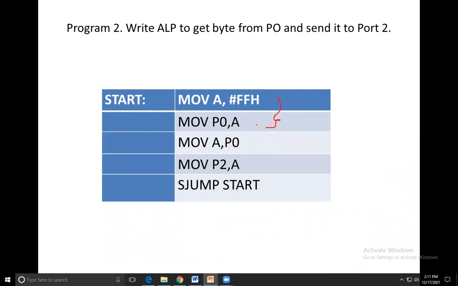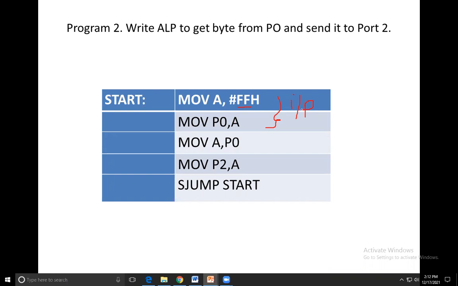When you want to take data from a port, port 0 should be an input port. For input ports, you have to write the value FFH to the port, so all the pins of the port should be 1s. So this FF is transferred to the accumulator, and this accumulator is transferred to P0. So it is called an input port. These two lines decide that port 0 acts as an input port.